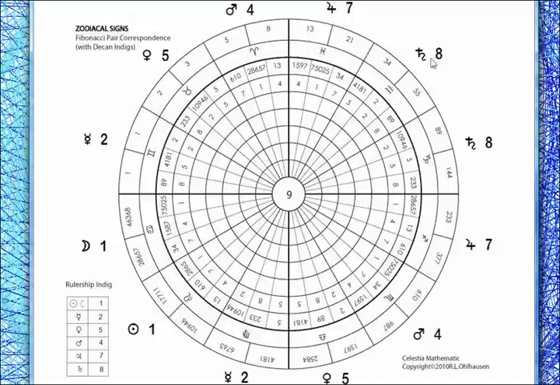If we start here at Aquarius and go down, we get the numbers 8, 7, 4, 5, 2, 1 going on both sides, and we get the planets Saturn, Jupiter, Mars, Venus, Mercury, and Moon. So we get Sun and Moon with 1, Mercury with 2, and so on. That's the extraordinary relationship between Fibonacci numbers and the ruling planets of the signs.